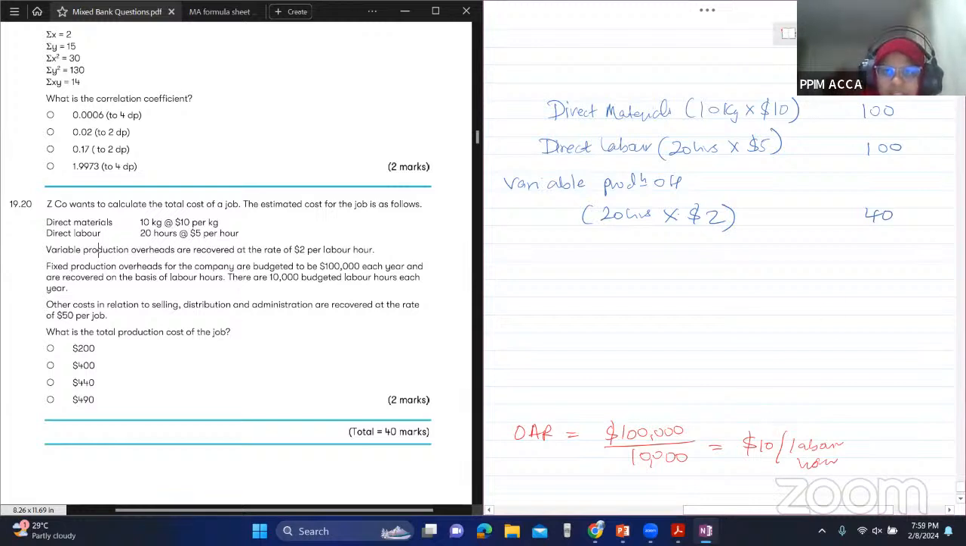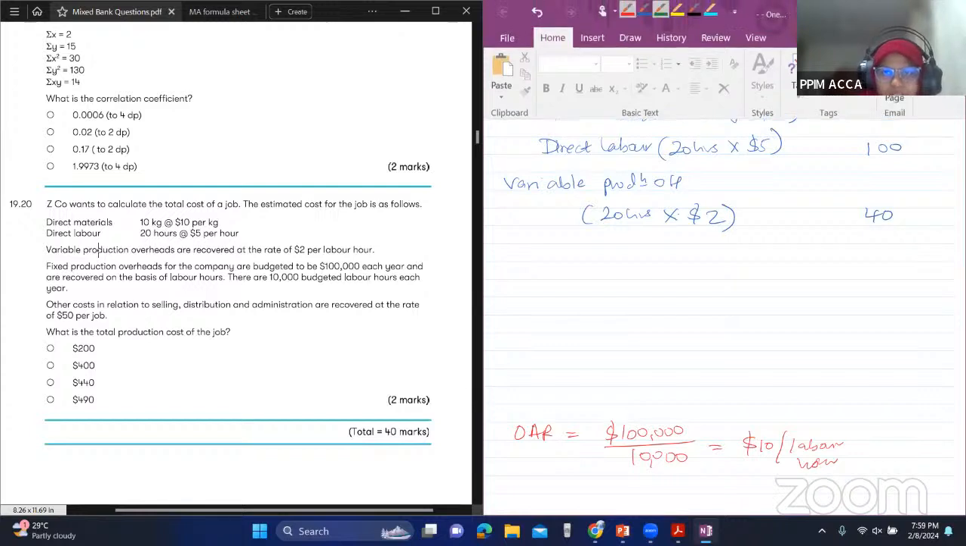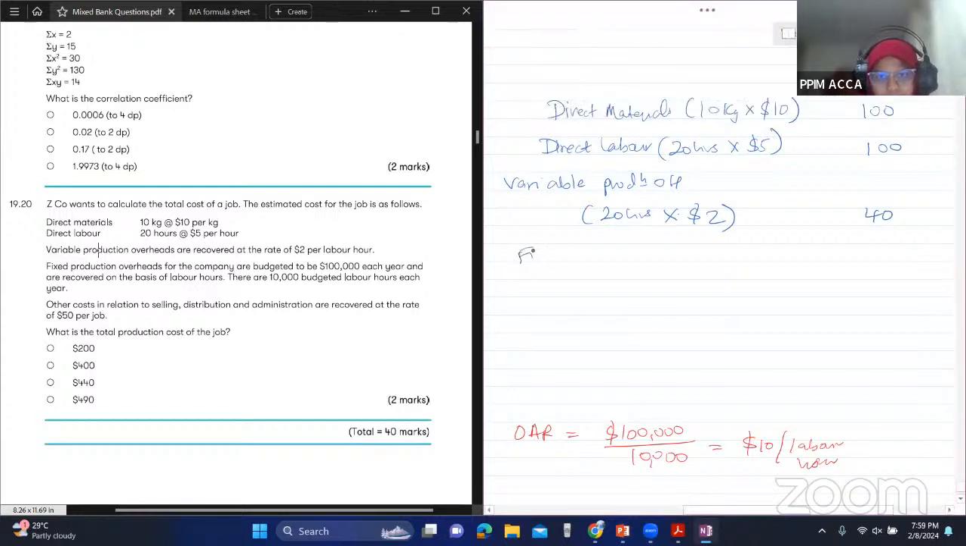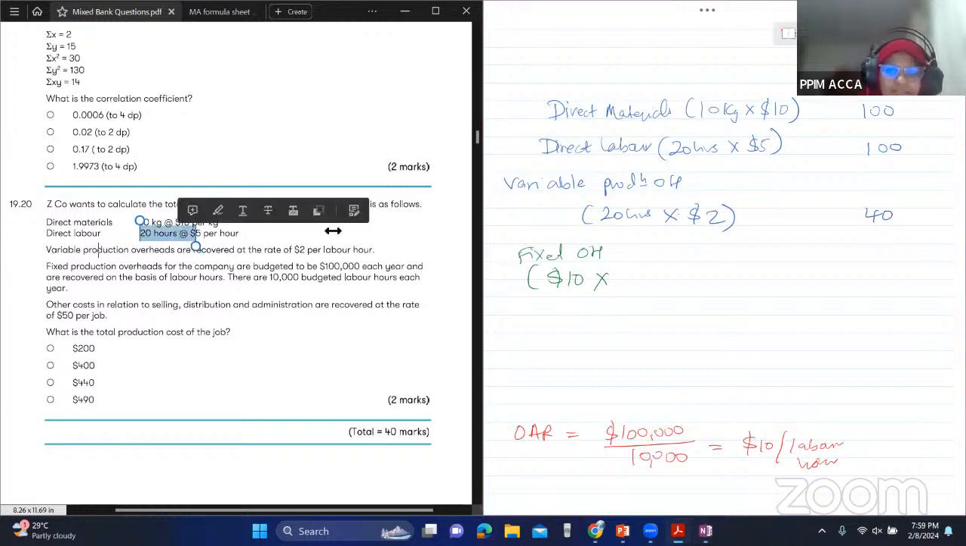So now let's absorb it onto the cost. Fixed overheads, 10 per labor hour. How many labor hours did we actually use? 20 hours. 10 into 20, so that will be 200. And then let's take this total, 440. That's what somebody mentioned.